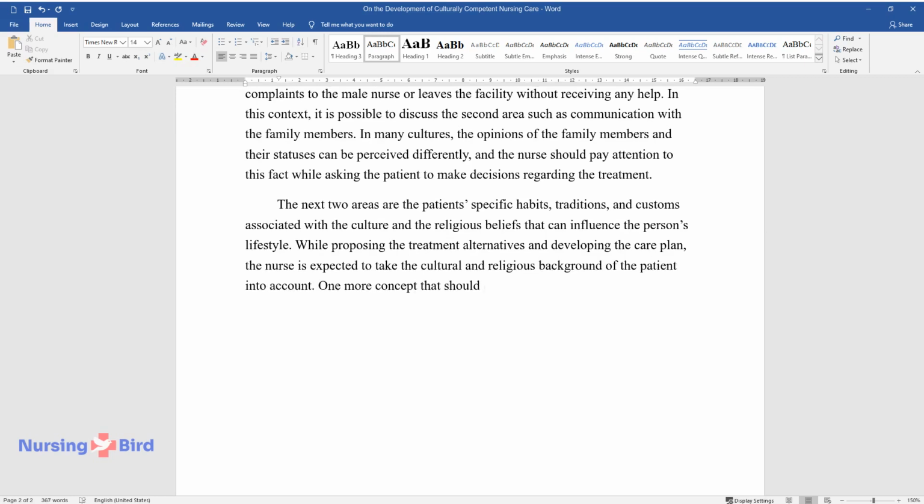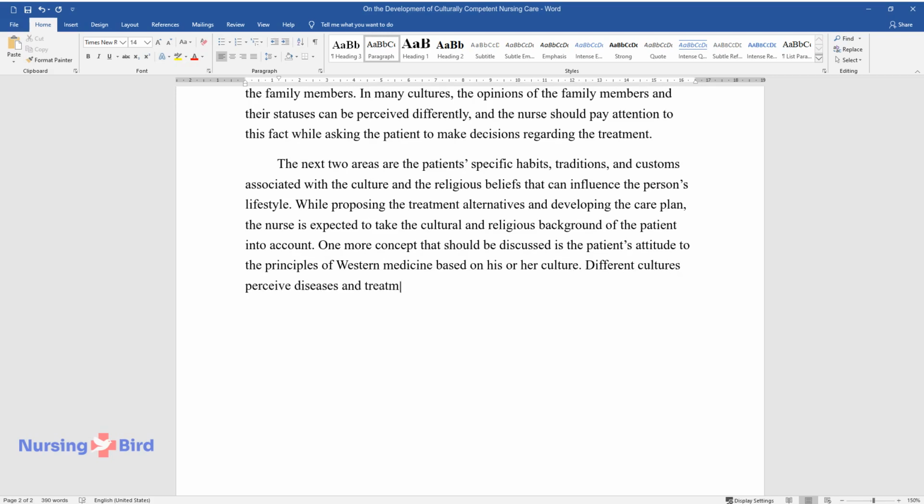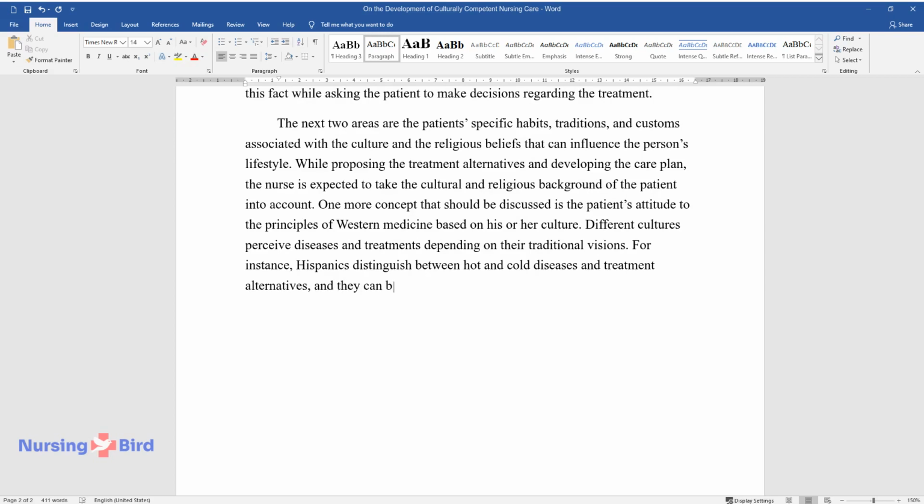One more concept that should be discussed is the patient's attitude to the principles of Western medicine based on his or her culture. Different cultures perceive diseases and treatments depending on their traditional visions. For instance, Hispanics distinguish between hot and cold diseases and treatment alternatives, and they can be rather skeptical regarding the proposed treatment plan.